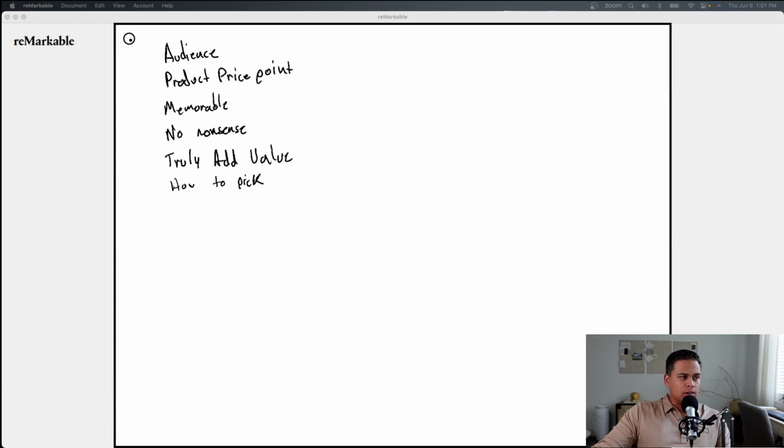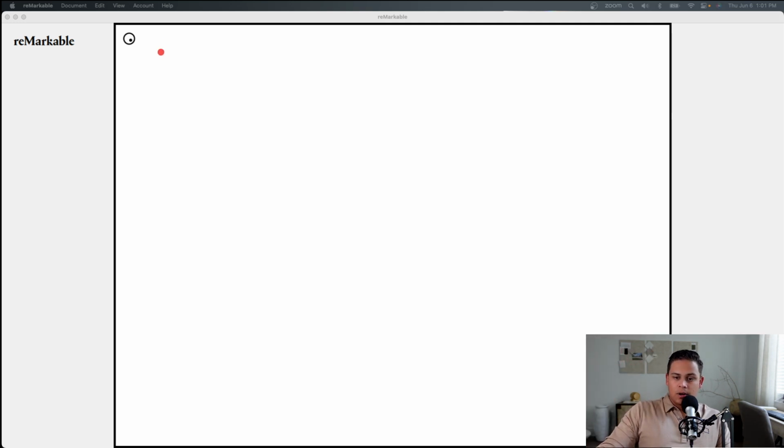Got my little notepad here. Excuse my terrible handwriting, but first things first, we have to start with audience, right? We have to know exactly who we are targeting in order to create something that's valuable for them. So for this example, let's use my world, a marketing agency. I need to figure out exactly who I can do business with. So step number one is business owners.